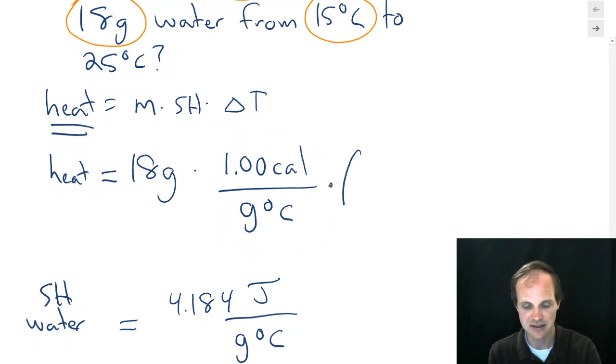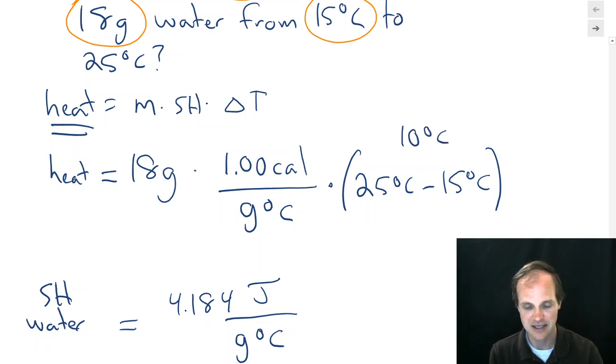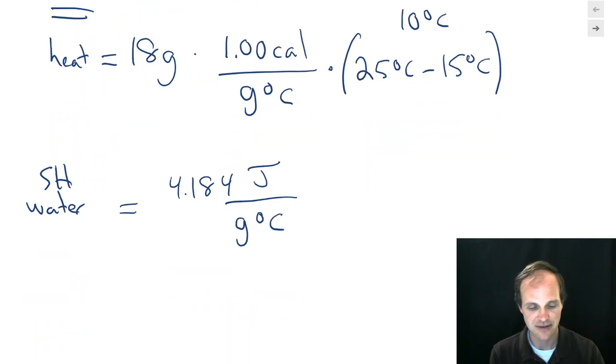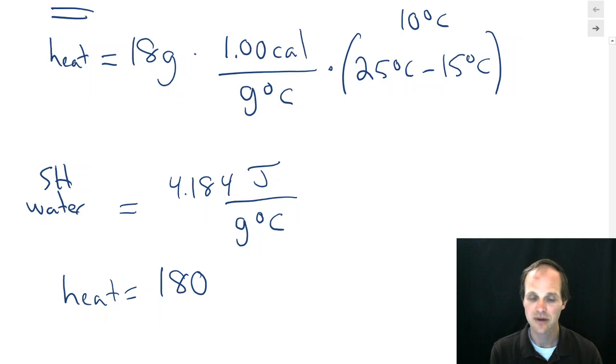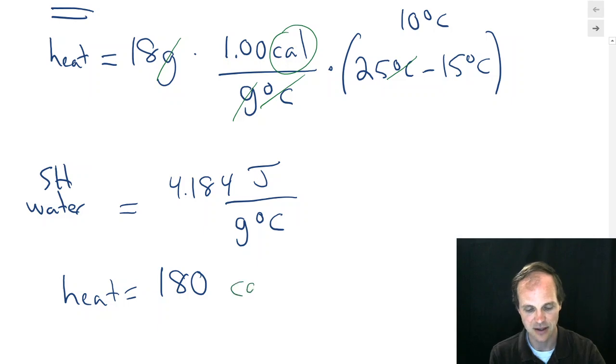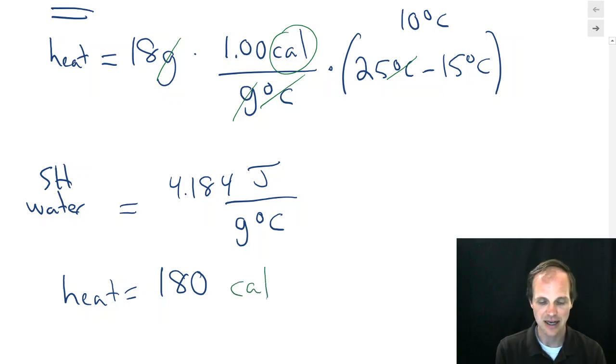All right, so we've now got that, and now we're going to put in our delta T. And remember, delta T is always final minus initial, 25 degrees Celsius minus 15 degrees Celsius, right? If you did that math, you get 10 degrees Celsius. And so we just have to multiply that out. We get 18 times 1 times 10 is 180. What are going to be my units? Well, if we look back up here, grams cancels, degrees Celsius cancels, and I'm left with calories. So I get 180 calories.